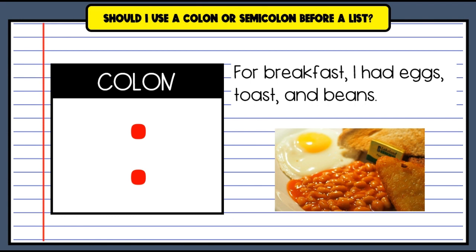Okay, let's now have a look when we wouldn't use a colon. If the sentence before the list isn't a complete idea, then you don't need a colon. So for instance, for breakfast, I had eggs, toast and beans. No need for a colon there, so we use our commas. For breakfast, comma, I had eggs, comma, toast and beans.